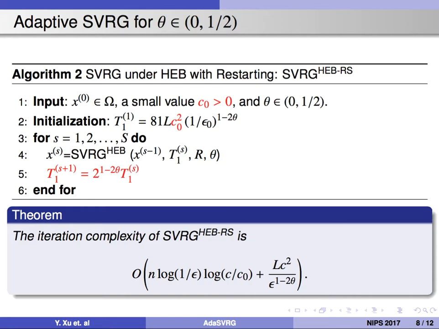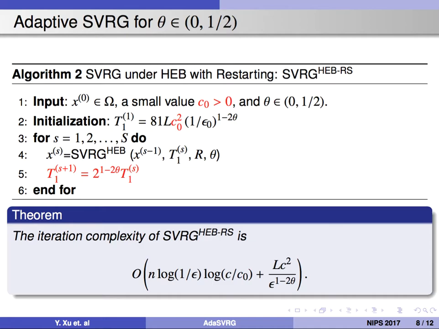So we want to develop an adaptive SVRG for searching the unknown parameter. We first consider the case of theta between 0 and 1/2. The proposed algorithm uses the restarting trick, that is, it restarts SVRG-HEB with an increasing sequence of T1.